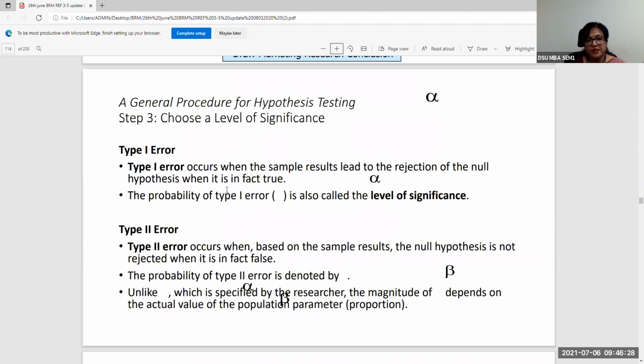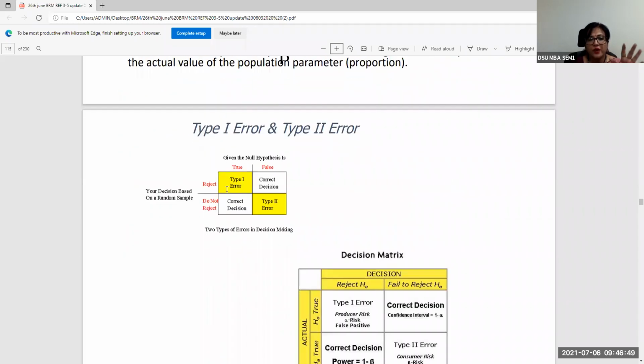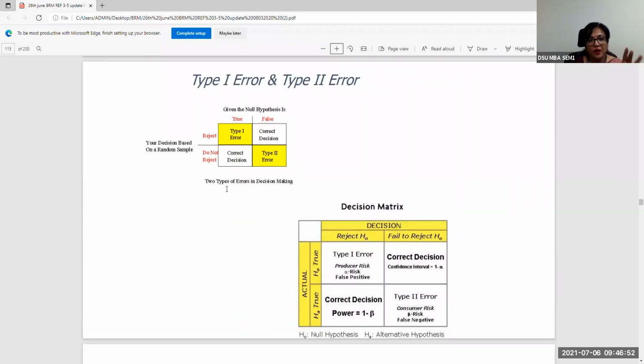So second thing which you need to understand is the type 1 error. So type 1 error is typically when the sample results lead to the rejection of a null hypothesis when it is perhaps not true, when it is false. So the probability of type 1 error is called the level of significance indicated with the letter alpha. All right, type 2 error is occurring when based on the sample results a null hypothesis is not rejected when it is in fact false. So there are cases wherein you need to account for type 1 and type 2 errors.